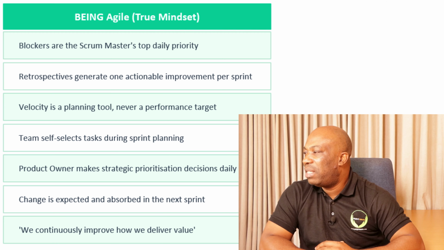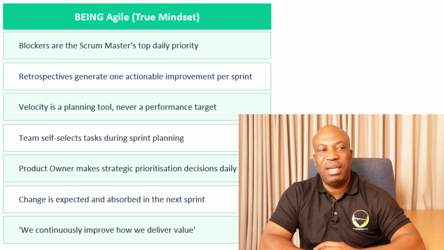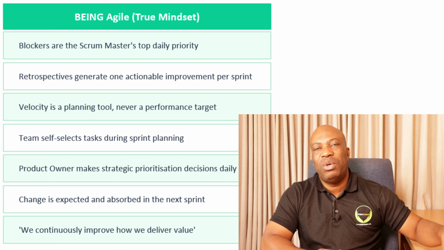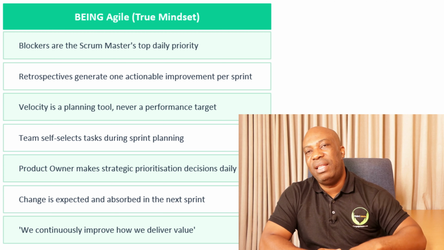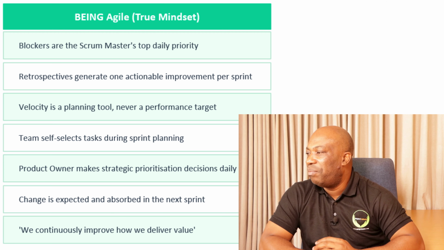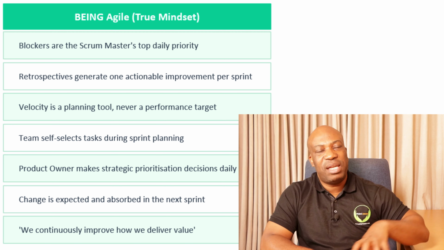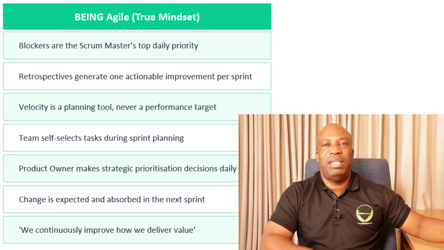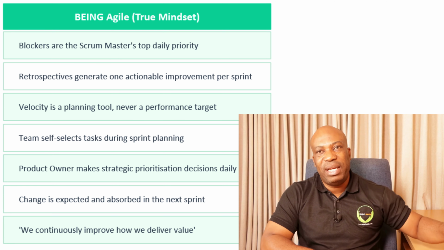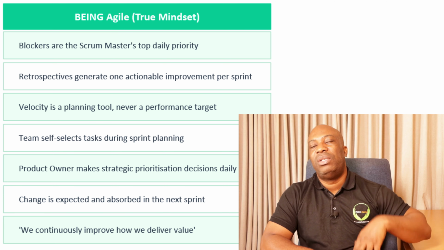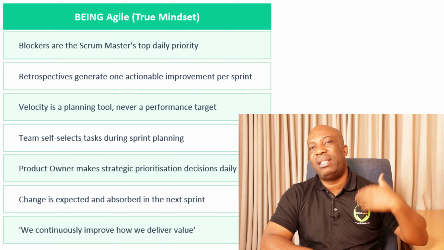Then the product owner makes strategic prioritization decisions daily. The product owner must know what is valuable, what is high risk or low risk, and then update the product backlog accordingly. Then change is expected and absorbed in the next sprint. So if there are changes to be made, they are supposed to be accepted or rejected by the product owner, and added into the product backlog so that they can be reprioritized and selected for the next sprint.